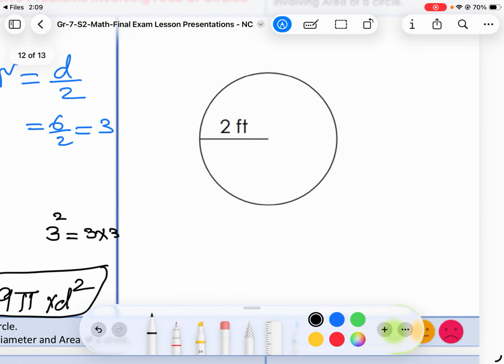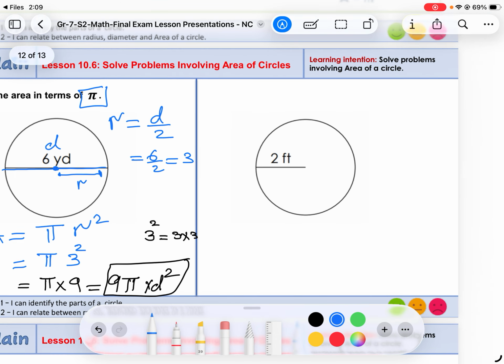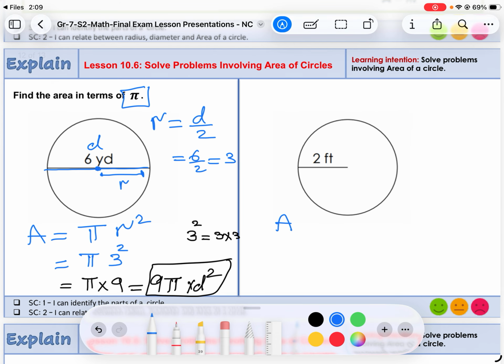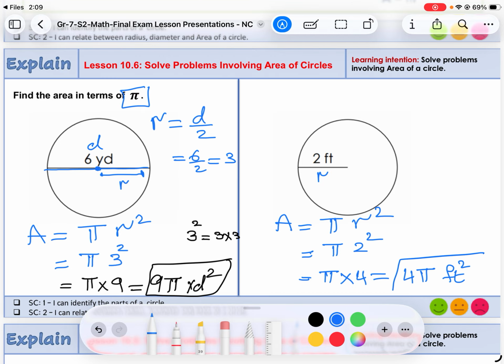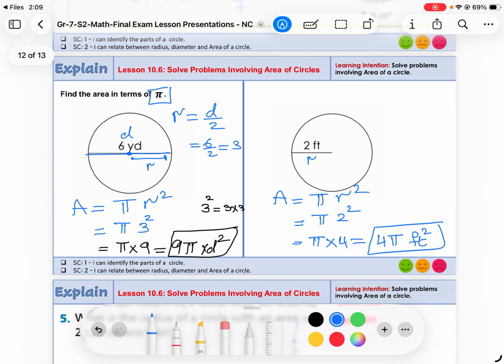Okay. Next question, we are going to apply the same idea. We will put the formula, area equals pi r squared. So here pi is pi, r squared. As you can see here, they gave you the radius, it's 2 squared. So it's going to be pi times 2 squared, it's 4. Why? Because 2 times 2 equals 4. So the final answer will be 4 pi feet squared. And that's it, you guys, we are done.